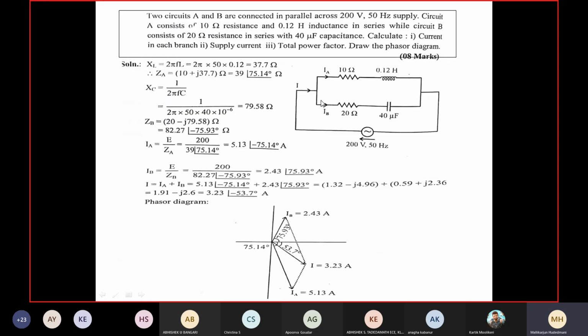Then here I stopped. What is this? Power factor I wanted you to understand. What is power factor here? Anybody remember? Power factor is the cosine of the angle between the applied voltage and the total current resulted. Or if I know the total current flowing in the circuit I, the angle with which it is there, what is the angle? I equal to 3.23 angle minus 53.7. Cos of this you just hit. That's it.